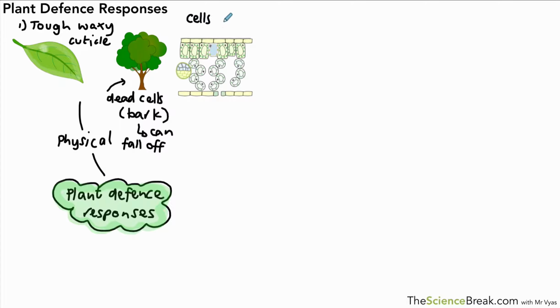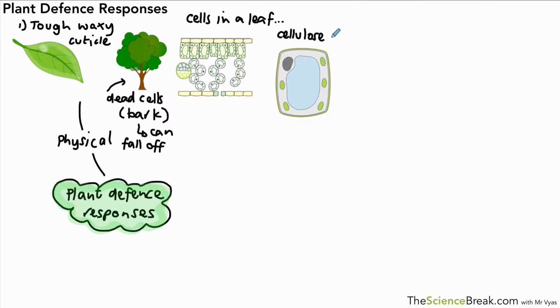So if we look at this cross section of a leaf, we've looked at this in a lot of detail in a previous video, but there are a whole bunch of different cells, but pretty much each and every cell in a plant has a tough outer layer, and it's called the cell wall. It's made of a tough substance called cellulose, and that makes it difficult for microbes to actually get past the wall and into cells. So that's the physical defenses that plants might have.